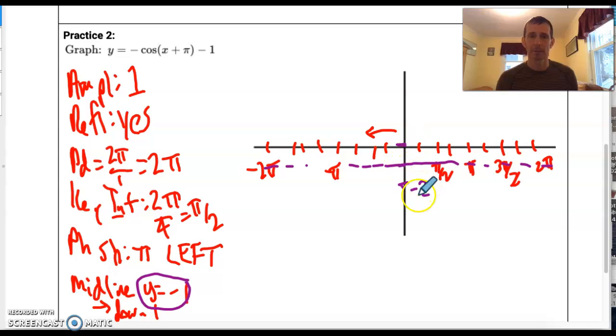My max is at 0, my min's at -2. So that's taken care of. I've already got this kind of sketched out. I do have a reflection. This is going to be kind of weird. I've got that taken care of. Now I'm going to phase shift left pi.